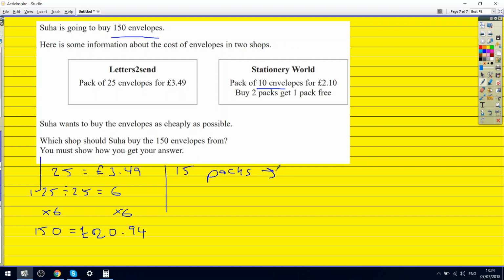How many will she pay for? How many will she not pay for? How many will be free? So she'll buy 2. Buy 2, get 1 pack free. Yeah. So how many will she get free? How many will she have to pay for? How do you figure that out?